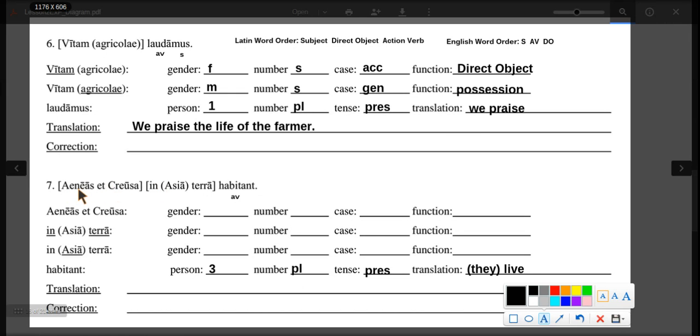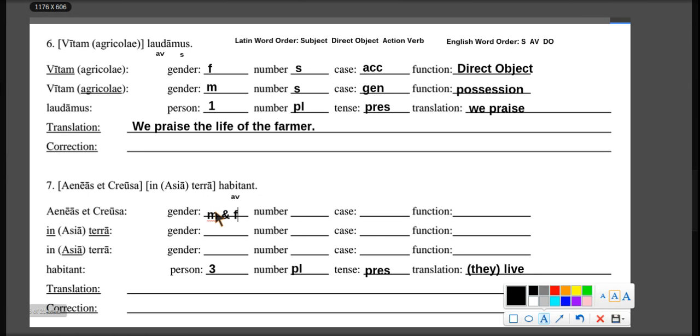So here we look at 7. We have Aeneas et Creusa. Aeneas here is a Greek name, as, but that's a nominative singular ending. And Creusa, we have our nominative singular short a ending from the first declension. Now both of these are singular, but together they are plural. So our subject here is Aeneas et Creusa. Our gender, we don't actually have a gender here, it's masculine and feminine. The number is plural. Remember, your verb and your subject must always agree in number. You have subject-verb agreement in number. Case will be nominative, and the function will be our subject.